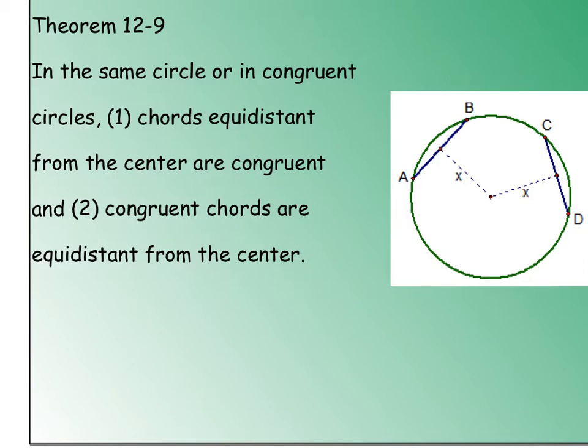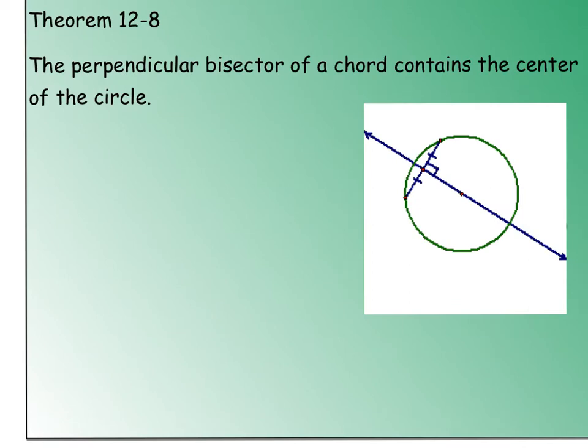Next, I have a theorem that says that if we have two congruent arcs, then I know that they have to be the same distance from the center. So if AB and CD are congruent, I know their distance away from that center point has to be the same.